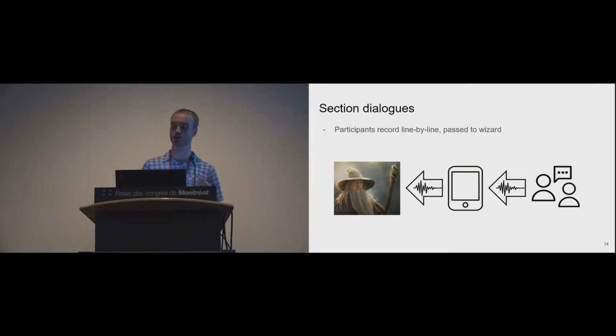Participants take turns recording lines of the dialogue on a tablet. Those recordings are passed along to the wizard in real time. After each recording, the wizard decides what was said, gives word-level feedback, and ultimately accepts or rejects the utterance. If it's rejected, the participant has to correct her mistakes and try again.